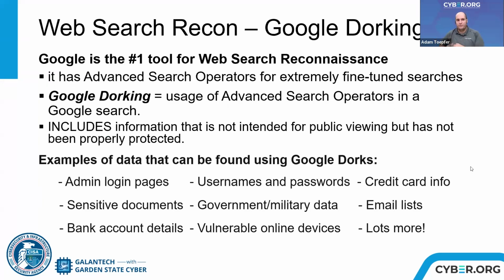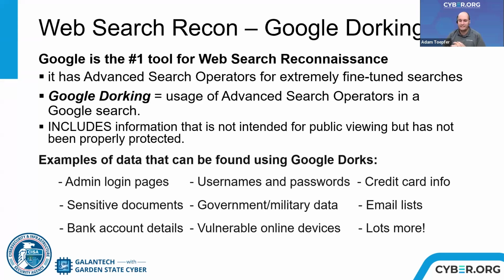So one way you can do web search recon is something called Google Dorking. And this is free. This goes back to open source intelligence. It only requires knowledge. It doesn't require anything special. This is the number one tool for web search reconnaissance. We use what are called operators for extremely fine-tuned searches. There's a lesson where we teach students how to do this and dive into that. There's a video. We just don't really have time for it today. That's why I'm not using the video today.